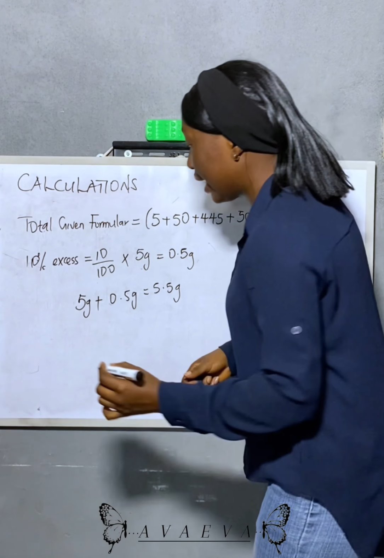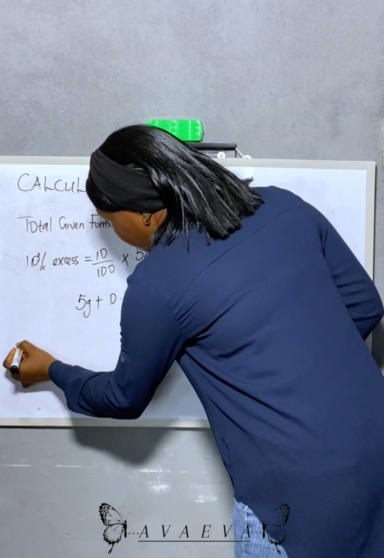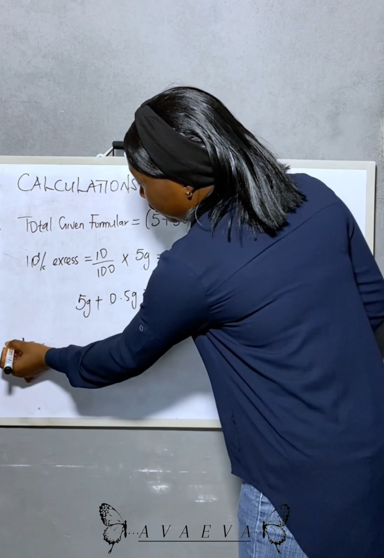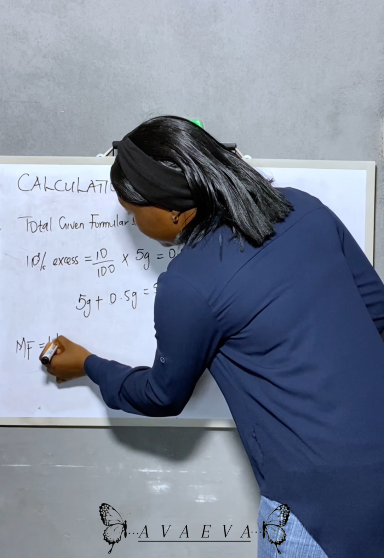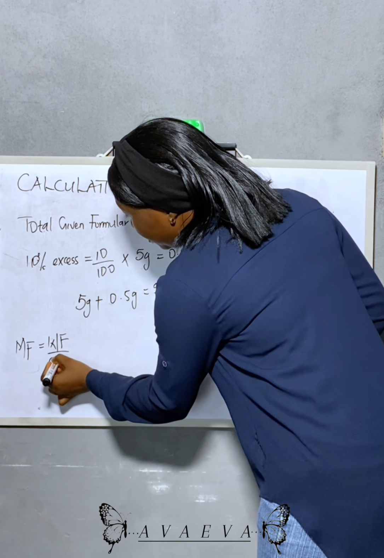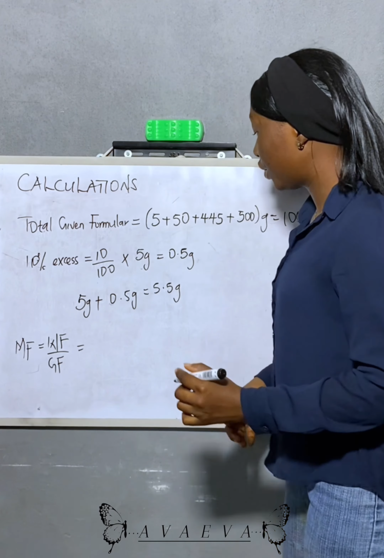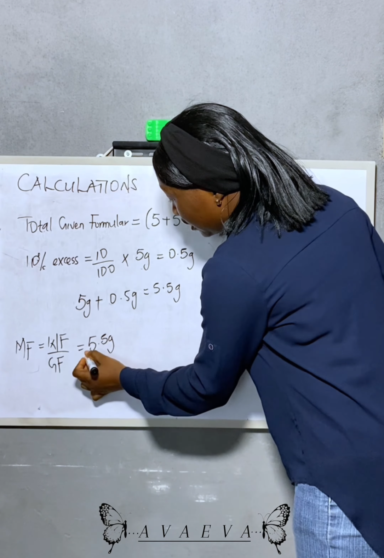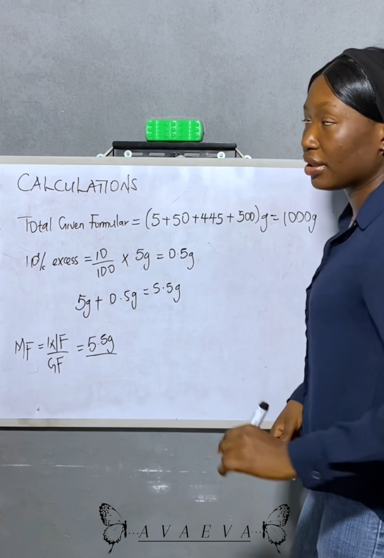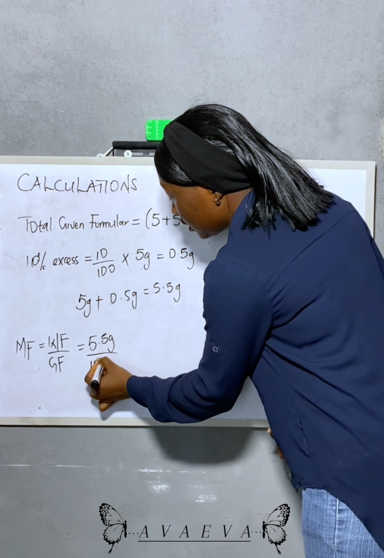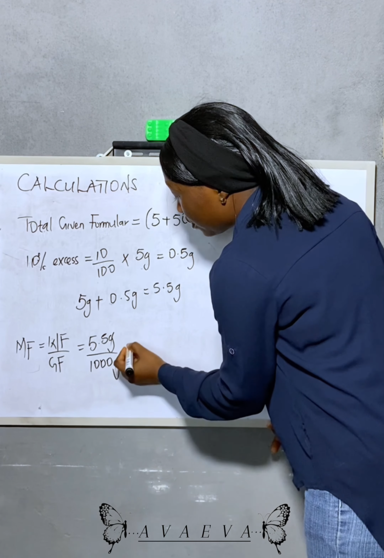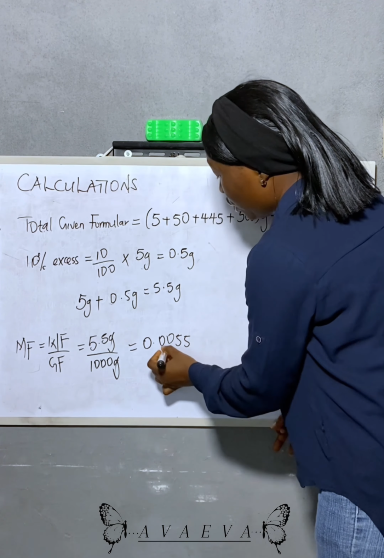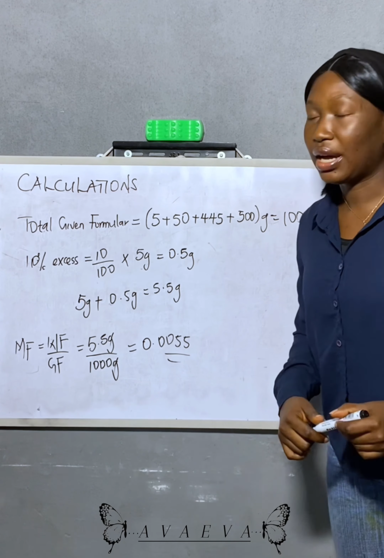Now secondly, you would like to calculate your multiplying factor, which is MF for short, is equal to your working formula divided by your given formula. So here, our working formula is 5.5 gram divided by our total given formula, 1000 gram. Gram will cancel gram and you have it as 0.0055. There will be no units, so this is what you have.